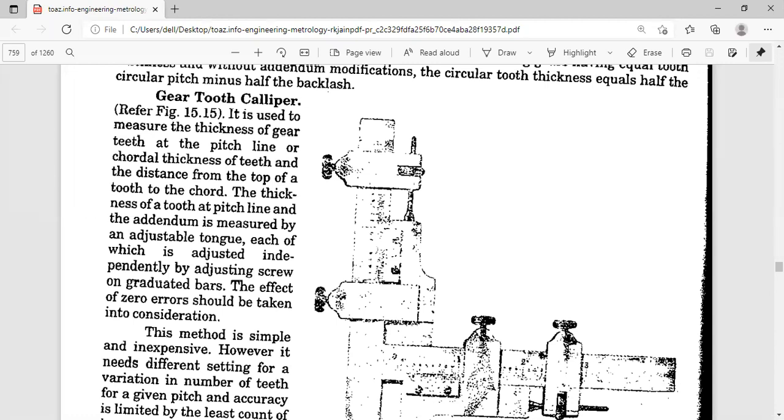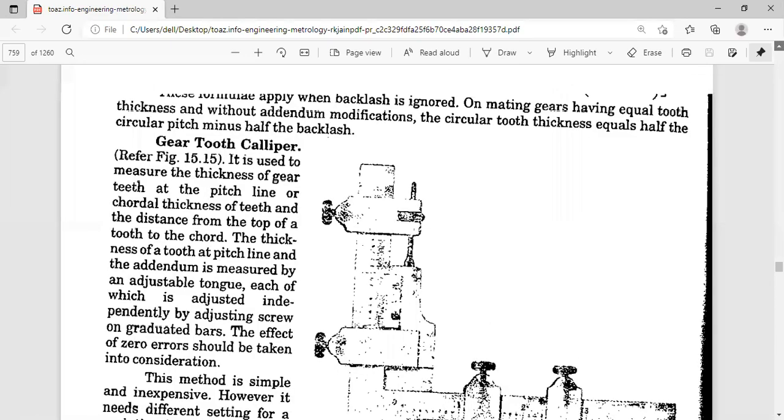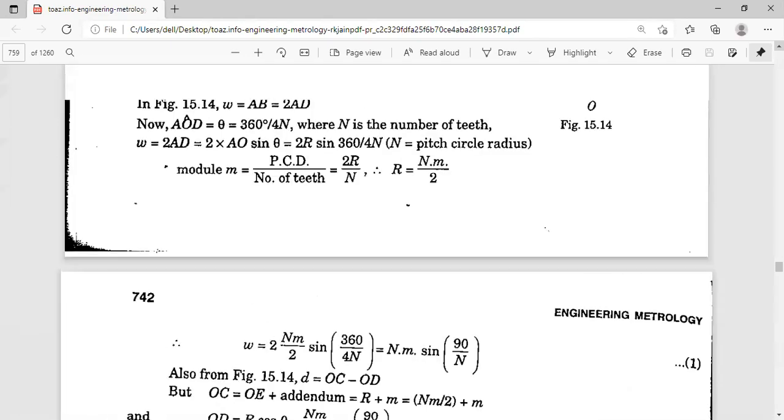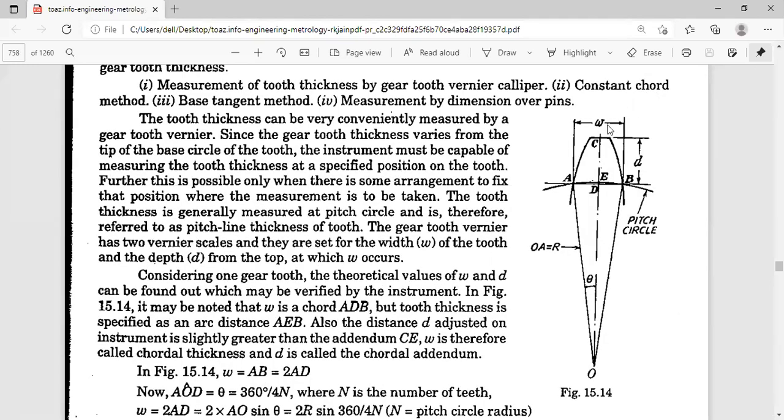So here, what is the role of the vernier gear tooth caliper? It is used to measure the thickness of the gear teeth exactly at the pitch circle or the pitch line, and that's why it's known as the chordal thickness of the tooth. And it has a distance from the top of the tooth to the chord. We already saw in the diagram, distance from the top of the tooth, or the tip of the tooth, to the chord.